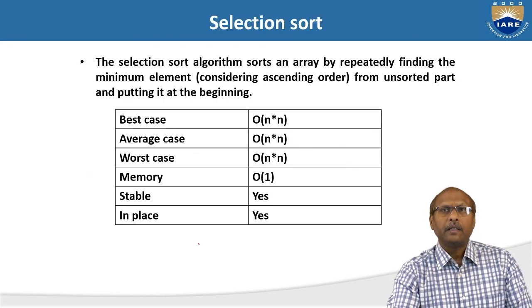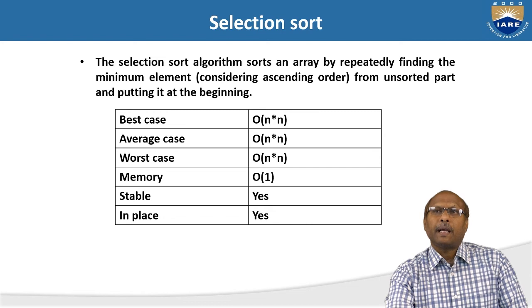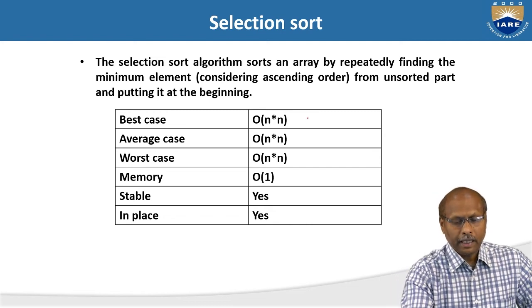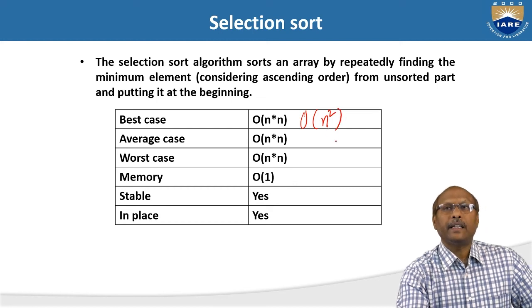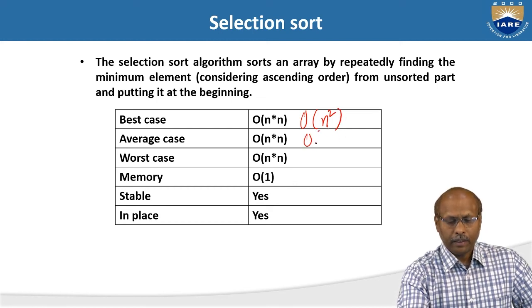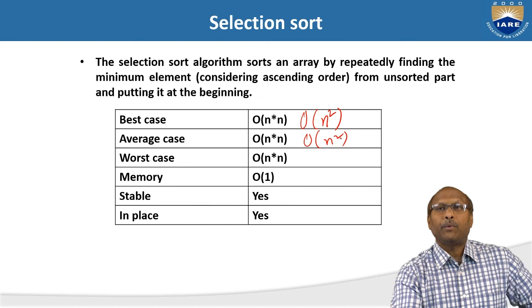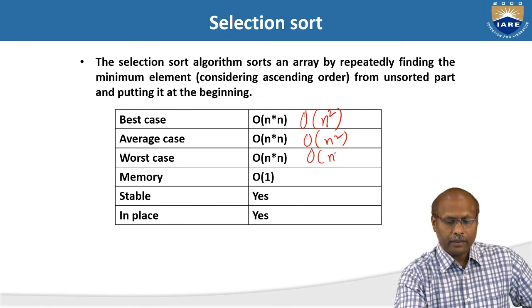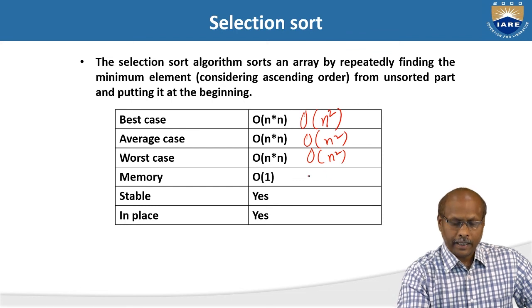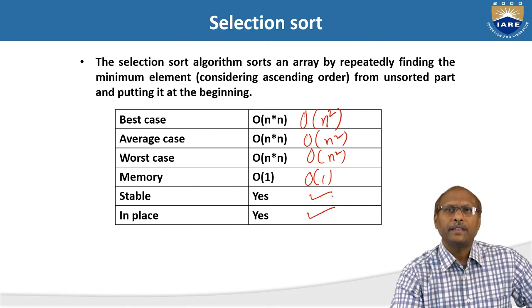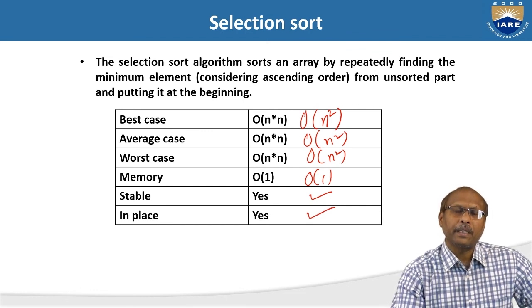Okay. And this is the time complexity. The best time complexity is order of n square. You can write like this also. And the average case also order of n square. And our worst case also order of n square. And the memory requirement for the entire process is fixed, so order of 1. And it's a stable sort and it is also in place sorting, because it is not changing whenever the values are same. It is in the same position.